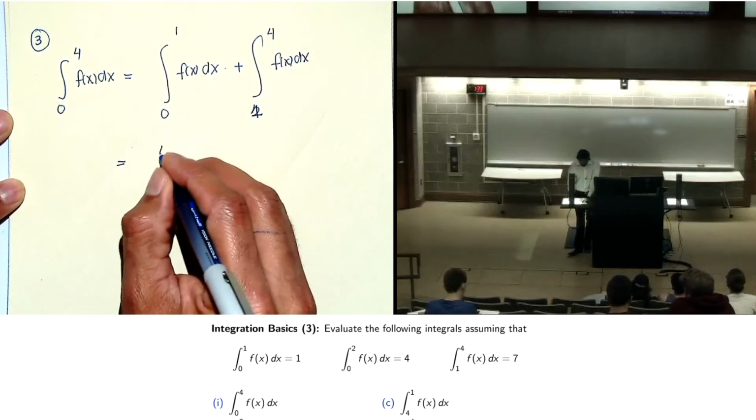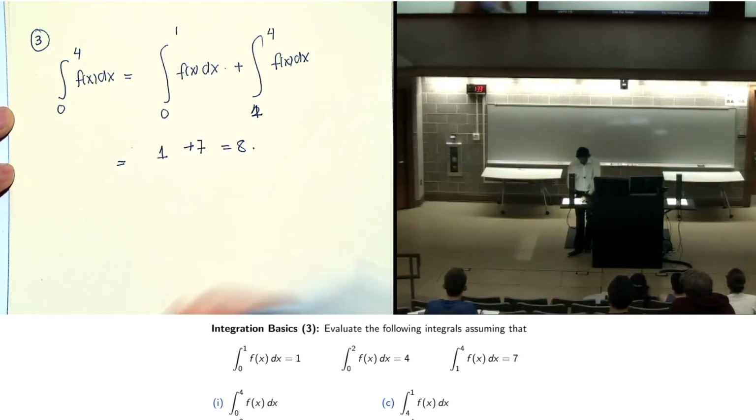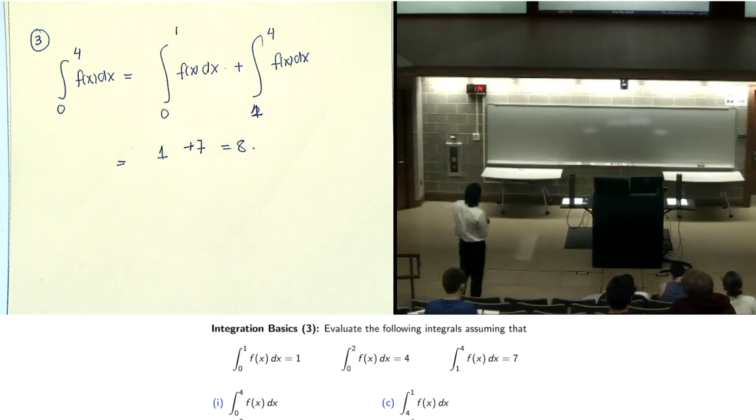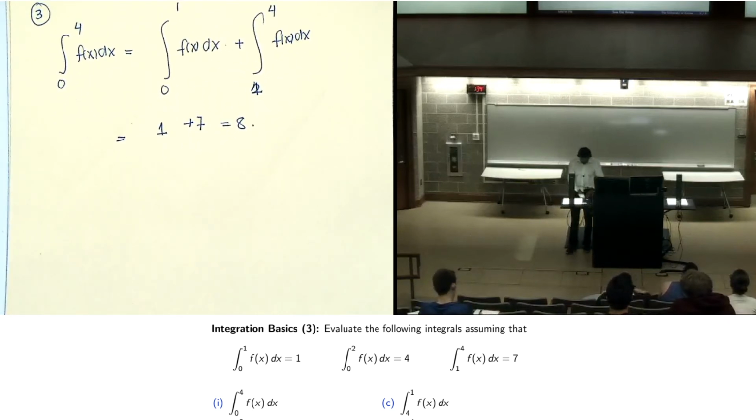The integral from 0 to 1 is 1. The integral from 1 to 4 is 7. So in total it becomes 8. Again, I take this integral from 0 to 4 and divide it into two pieces, 0 to 1 and 1 to 4. 0 to 1 is given the value 1, and 1 to 4 is given the value 7. Plugging it in, you get 1 plus 7 equals 8. You can see this type of question in true and false or short answer.